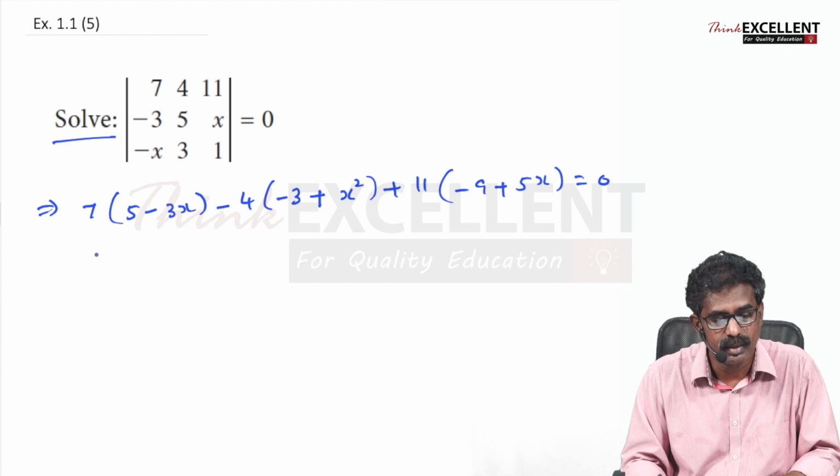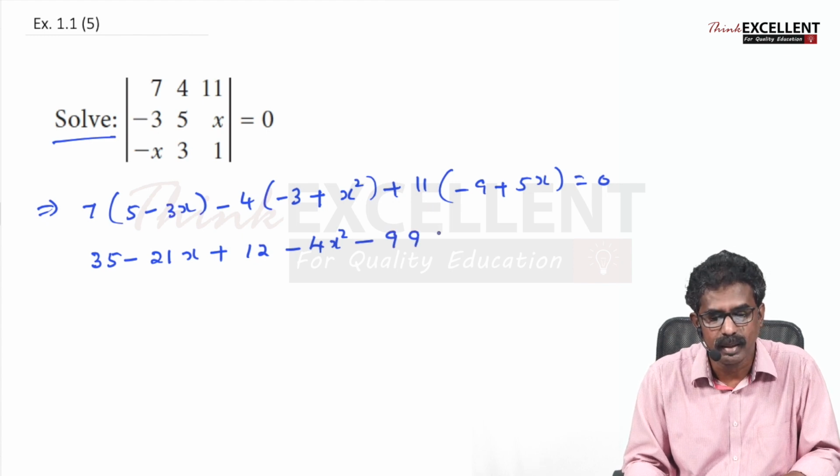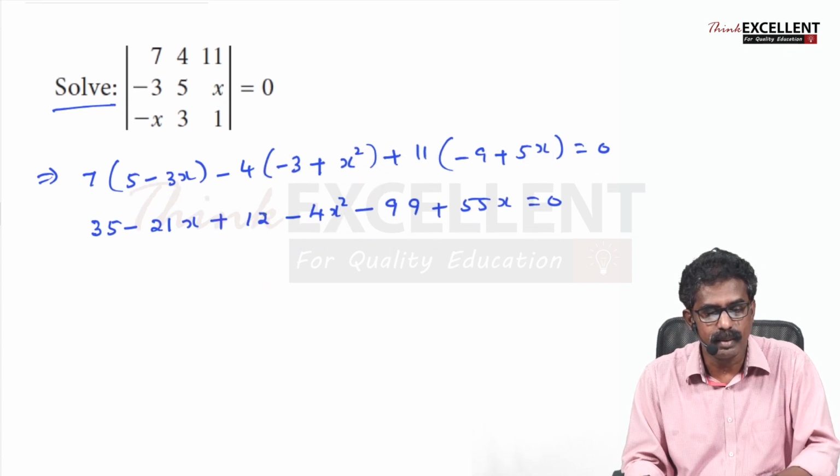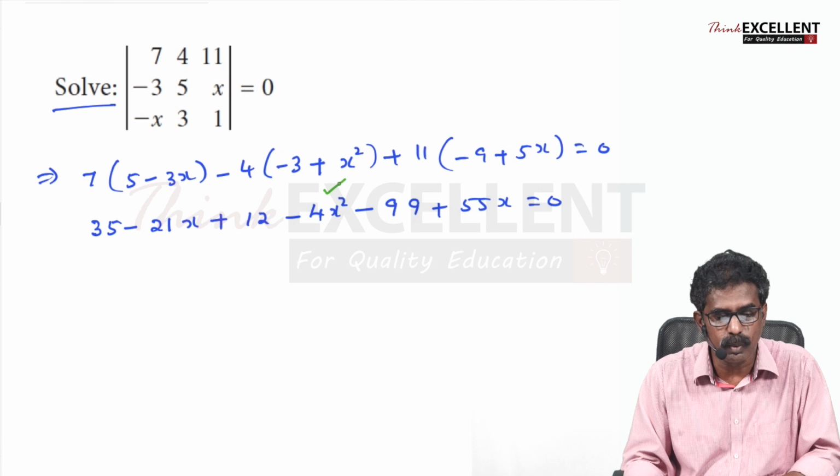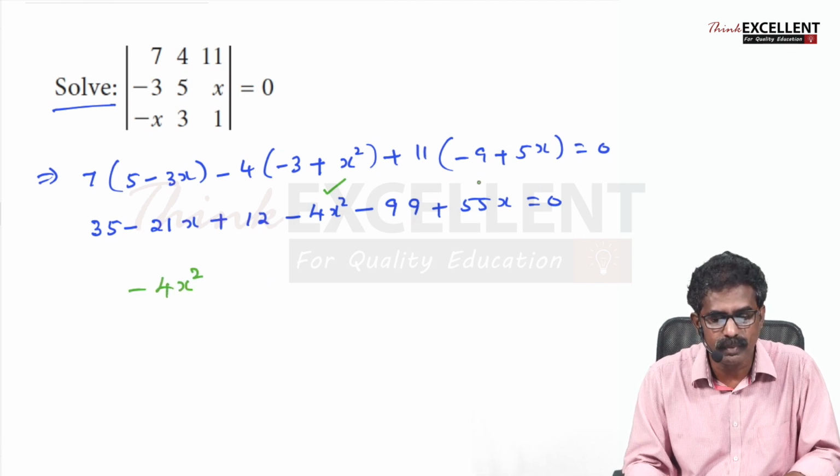7 5s are 35, minus 7 3s are 21x. Minus into minus plus 12. Minus 4x square, minus 99, right? 11 into 9, then plus 55x equal to 0. Like terms. So x square only one term, so minus 4x square. Later we change the sign and all. X terms you see, 55x minus 21x, right? 55 minus 21. So what do you get? 34. So plus 34x.